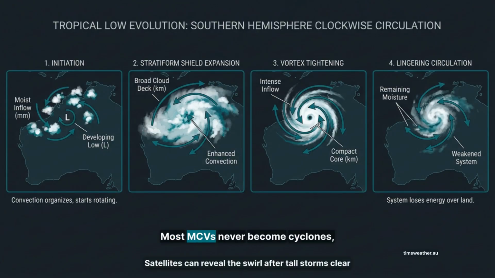Most MCVs never become cyclones, and many are subtle features hidden inside broader weather patterns, but they are a powerful reminder that the atmosphere has memory. Yesterday's thunderstorm cluster can leave behind tomorrow's rain focus, flood threat, or tropical seed. For severe weather awareness, watching the leftovers can be just as important as watching the storm itself.